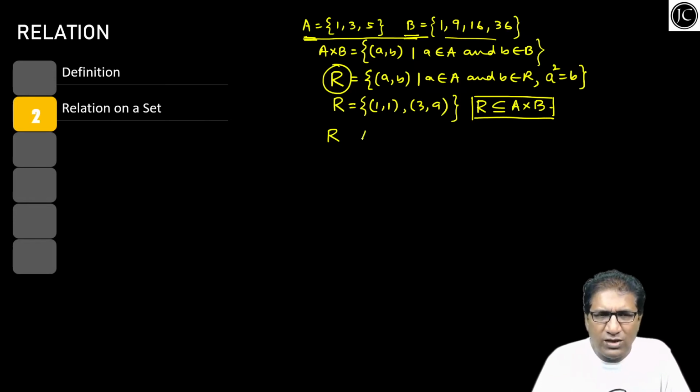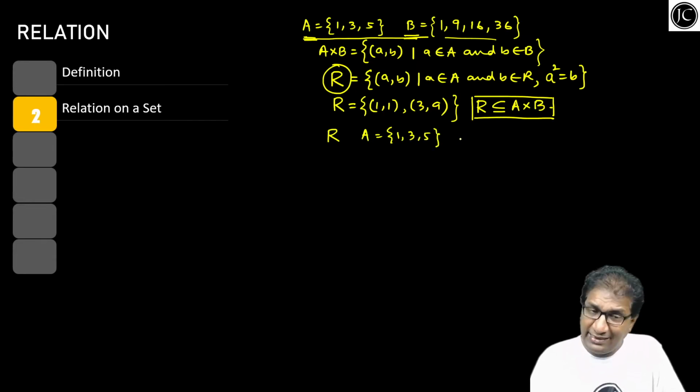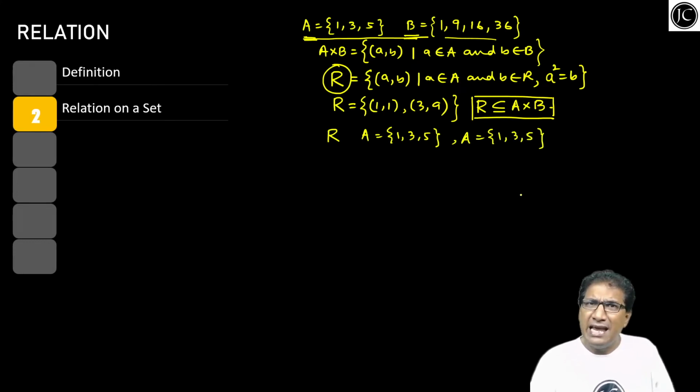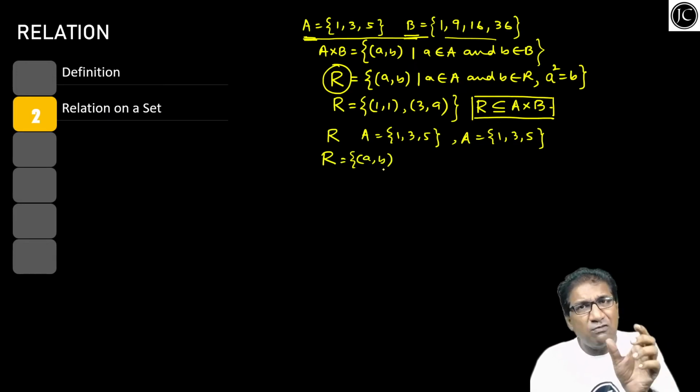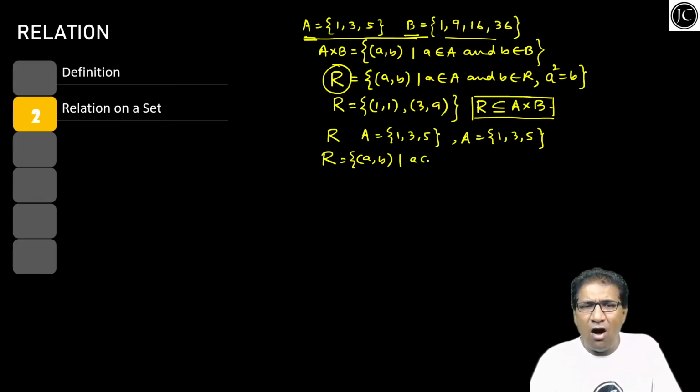That is, I'm talking about here A will be equal to {1, 3, 5}. And your B in this case will be again A, which is {1, 3, 5}. That's it. Nothing else. Now, in this case, if I define the relation on the set itself, I say that R is the set of ordered pairs (a, b) such that a belongs to A and b belongs to A also. But now I'm giving a condition that a square will be equal to b.